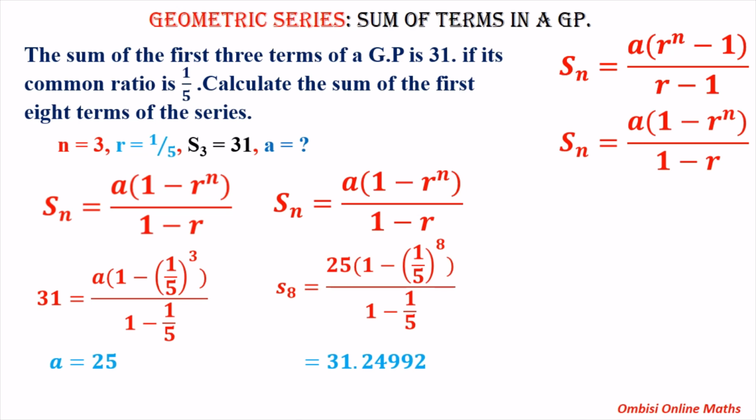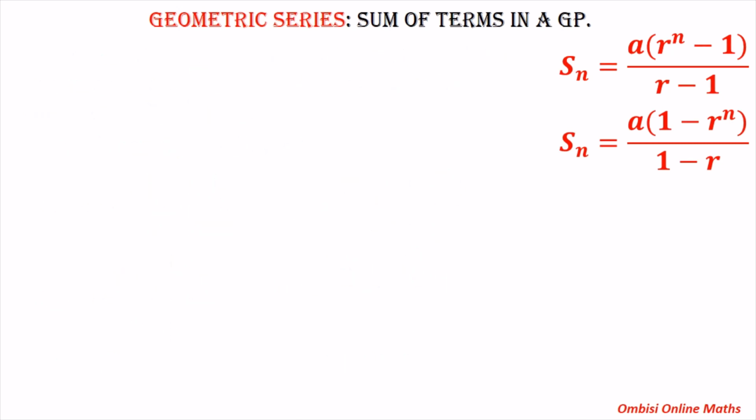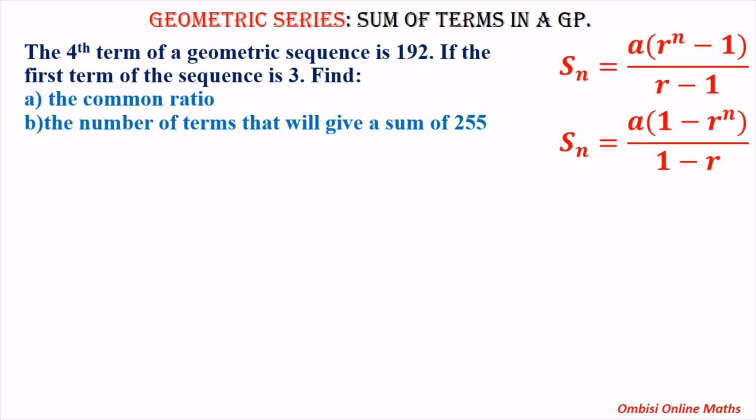Also clear this one and look at another question. Now, the question says, the fourth term of a geometric sequence is 192. If the first term of the sequence is 3, find the common ratio, then find the number of terms that will give a sum of 255.